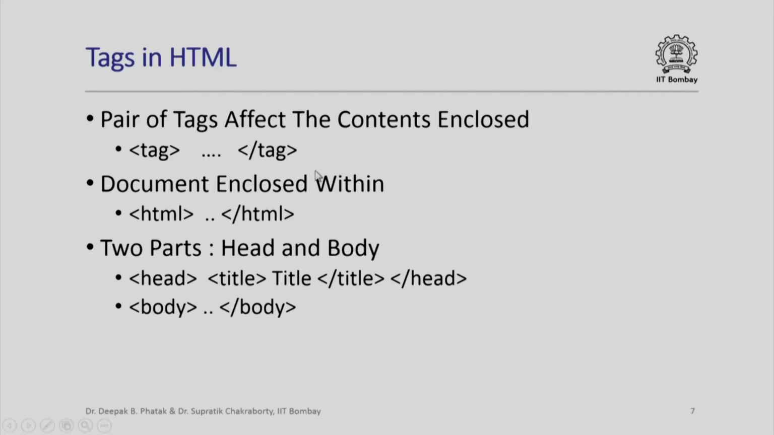A pair of tags affect the contents which are enclosed. So, if I write any text here, how that text will appear will be defined by this pair of tags. A tag enclosed in less than greater than sign begins that particular effect, and a slash tag again enclosed in less than greater than sign ends that effect. So, this is how any tag pair is written.